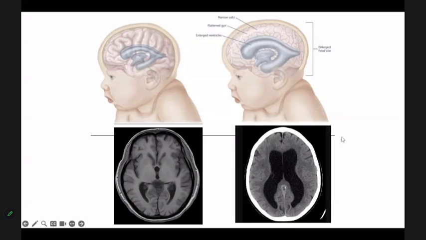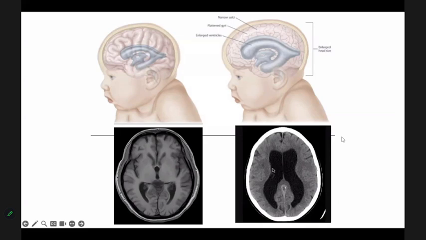Who is going to explain this? Have a go. Quick. What can you say about the lateral ventricles? What has happened to the lateral ventricle? Enlarged. Yes, very much enlarged.